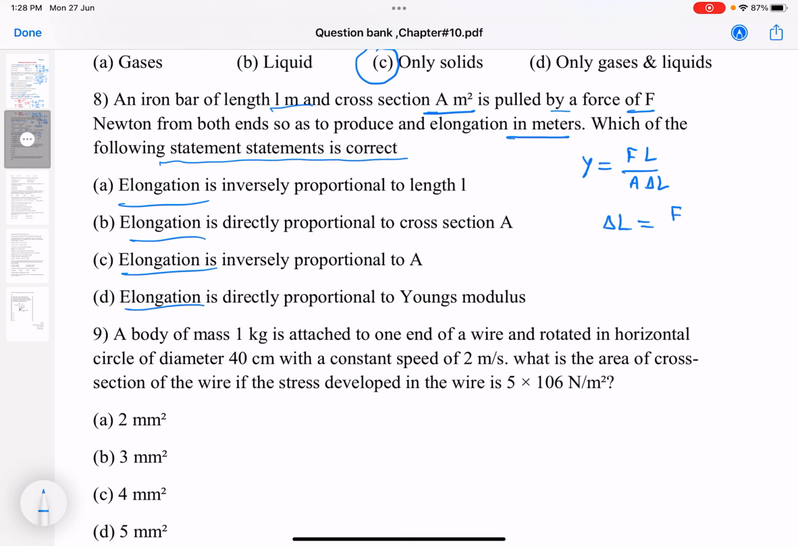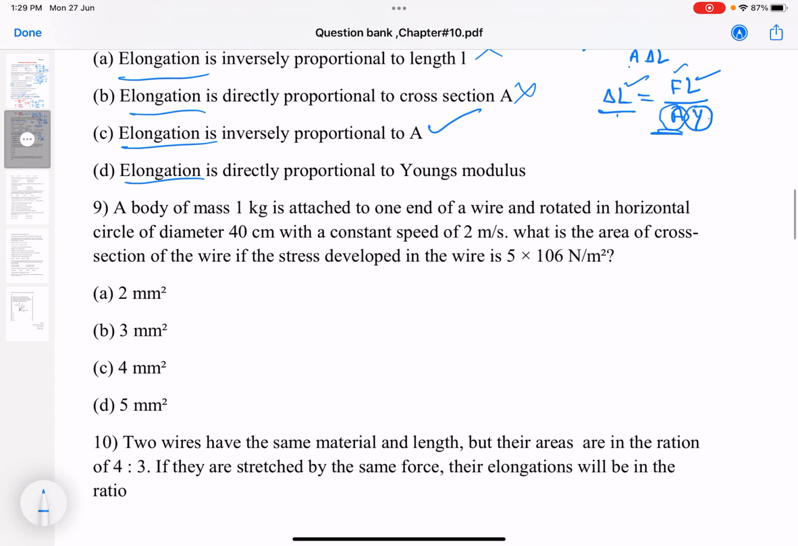So delta L is equal to F into L by A into Y. Okay. Elongation is directly proportional to force. Elongation is directly proportional to length. Elongation is inversely proportional to area. Elongation is inversely proportional to Young's modulus. So elongation is inversely proportional to length? No, wrong. Elongation is directly proportional to area? Wrong, because it is inversely proportional. Elongation is inversely proportional to area. This answer is correct. Okay.